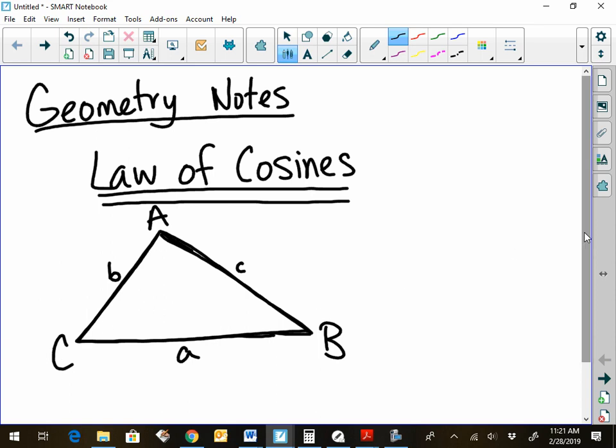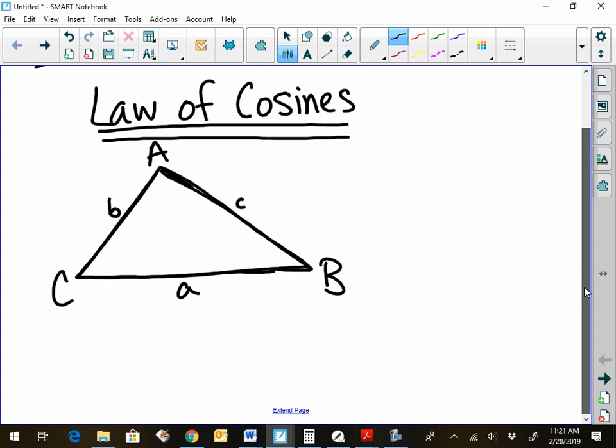Now, law of cosines. Well, cosine, we know it has to do with right triangles. So let's draw a height on this triangle here. Wherever A is, we're going to add in a height. We'll just call it H. So with our height there, now we have two right triangles within our non-right triangle of ABC.